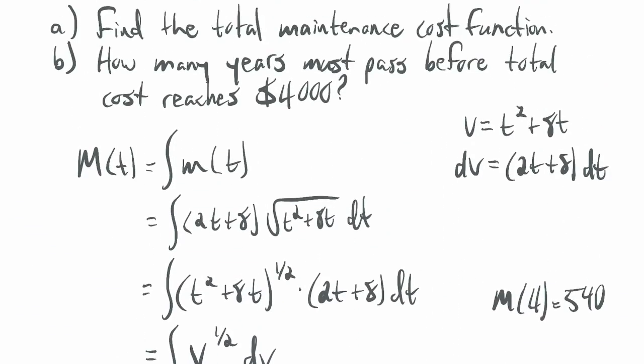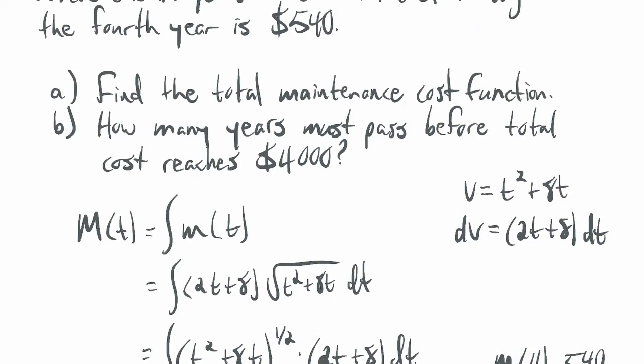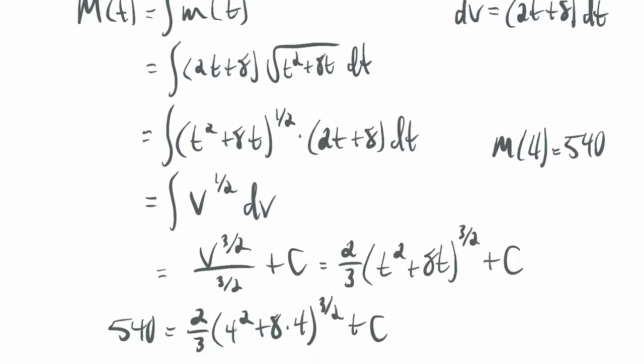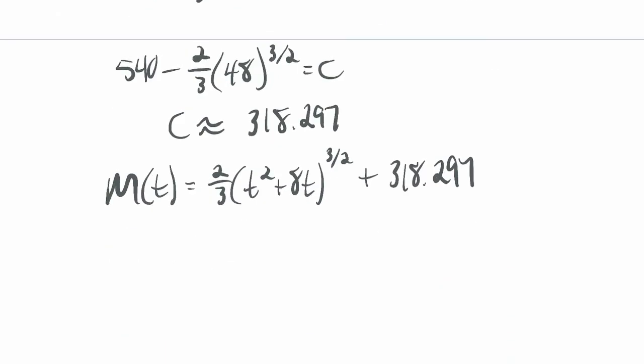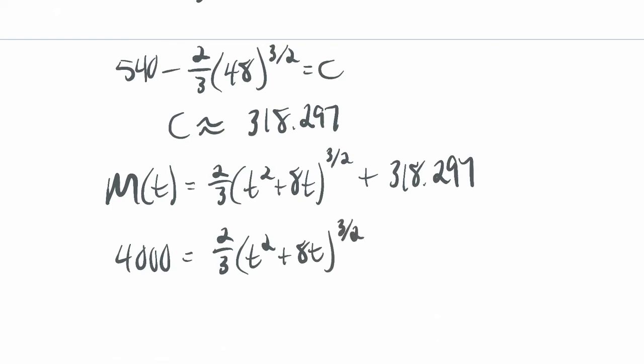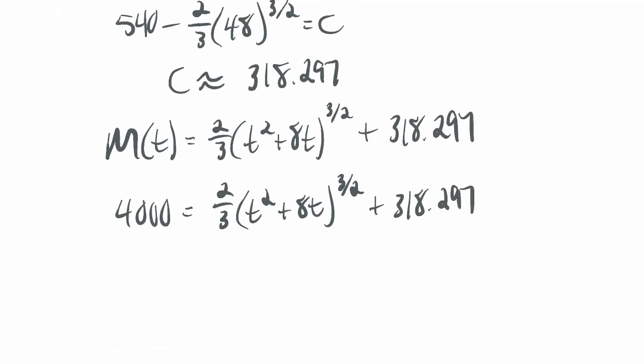So part B said, how many years must pass before the total cost reaches 4,000? Okay, so when is this 4,000? We could start plugging in numbers until we get to 4,000, but maybe I want to just set this equal to 4,000 and solve that way. So 4,000 equals 2/3 times t squared plus 8t, the 3/2 power, plus 318.297.